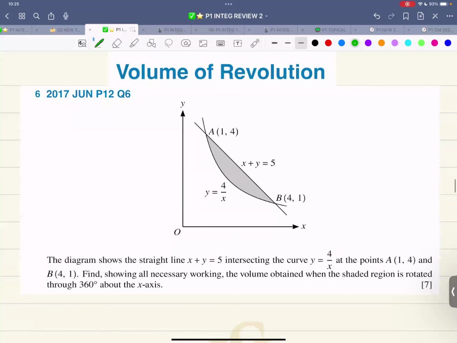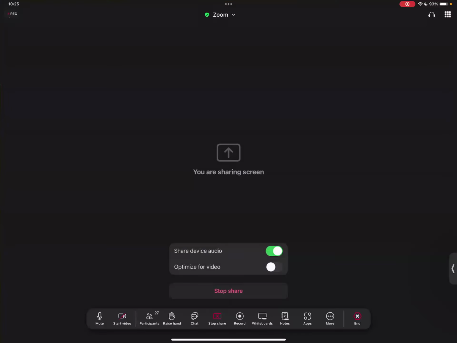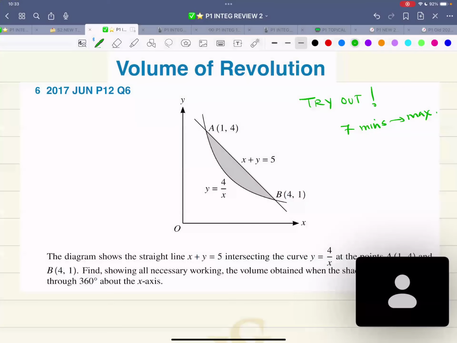Now, let's look at this particular question. We solved something like this in class. Let me pause the recording. I would like you people to try this out. So first, I'm pausing the recording. So now let's look at this question.